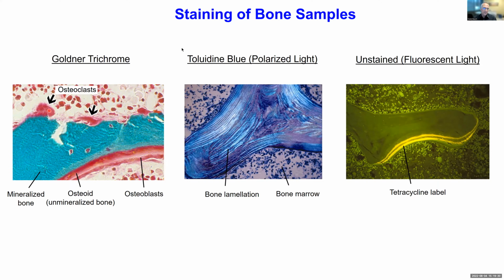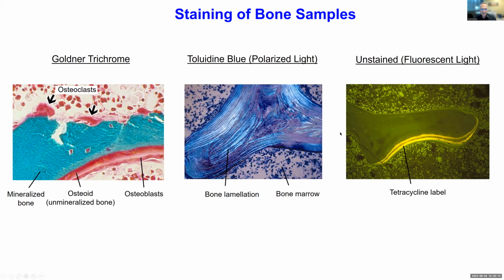We have another staining procedure with toluidine blue, and these sections, when you look at them under polarized light, show the bone lamellation, which indicates how the osteoblasts were placed when they formed the bone that you are seeing. So that can be quite interesting, and it can be of diagnostic value for different kind of conditions. It's also a nice staining to see the bone cells and the bone marrow cells. And finally, we have an unstained section that we use to look at under fluorescent light, and that's used to look at the tetracycline level.